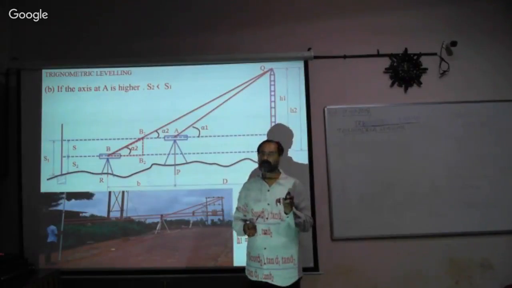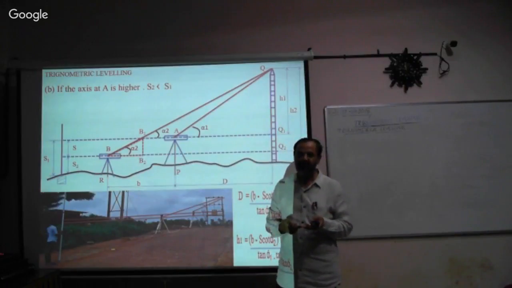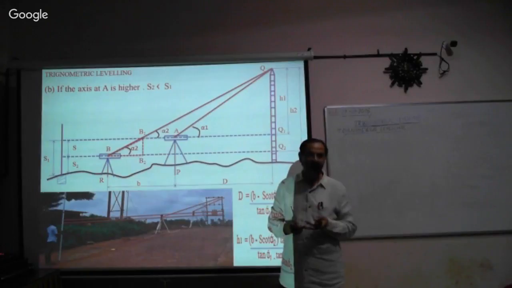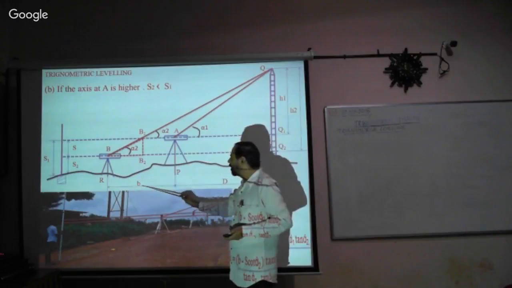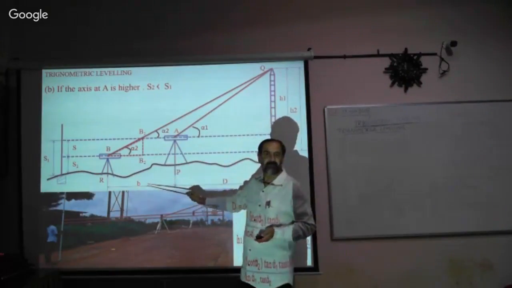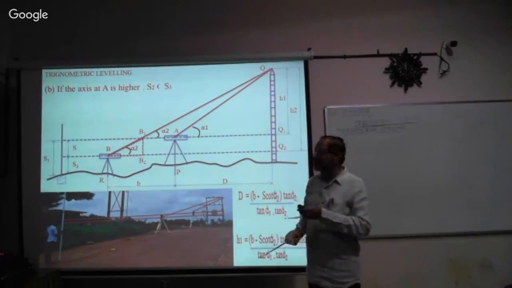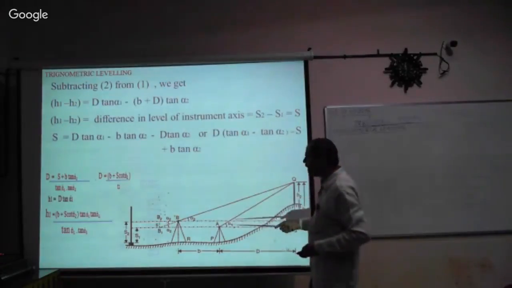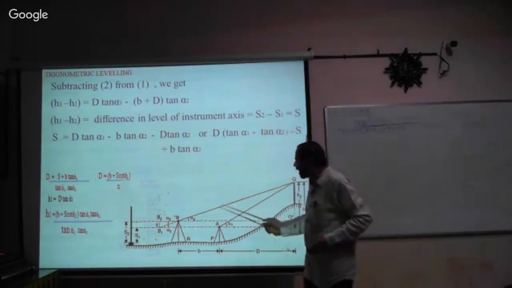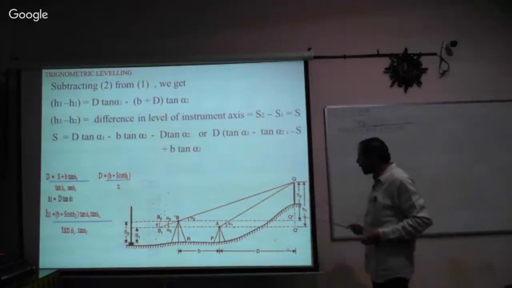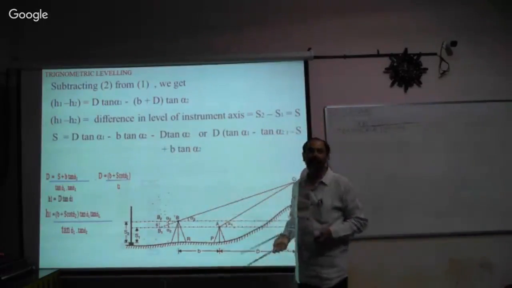Now B2 is equal to S cot alpha 2. S is known, the difference between the stadia readings, and alpha 2 is also known. Now what is going to happen for B here? B is reduced. In the previous case, B is increased. Now what we have done? By considering this triangle, H1 is equal to D plus B plus S cot alpha 2, isn't it?